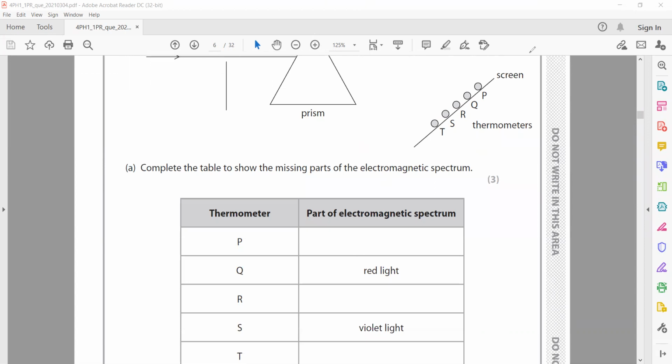So Q is the red and S is the violet. Between them, violet, indigo, blue, green, yellow, orange, and red. And above red it will be infrared, and below violet it will be ultraviolet. So they're asking for P. So P will be infrared.